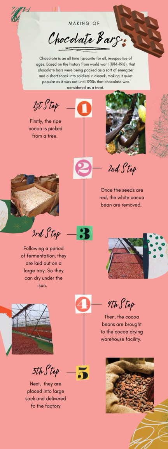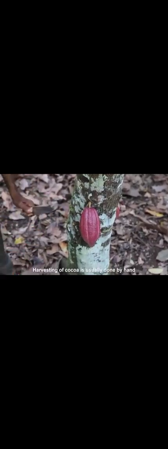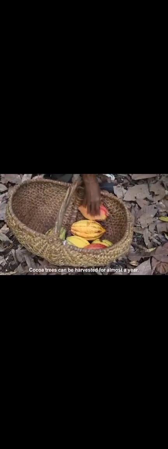Firstly, the ripe cocoa is picked from a tree. This process is done manually using human labor. In this process, usually the workers use a knife or special knife to pluck the ripened cocoa. So make sure the knife is sharp and the workers know the cutting technique when plucking the cocoa because it will affect the productivity of cocoa for the next time.